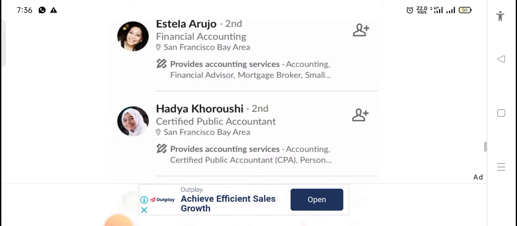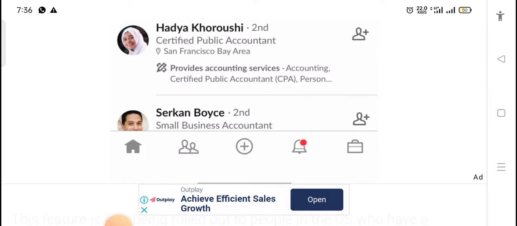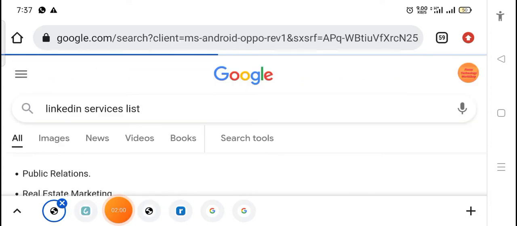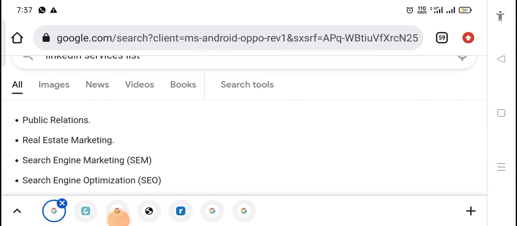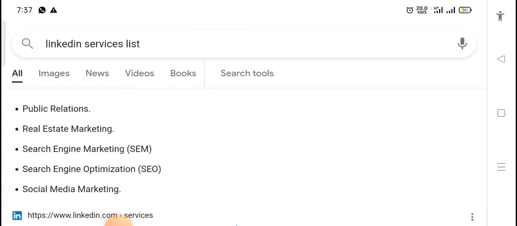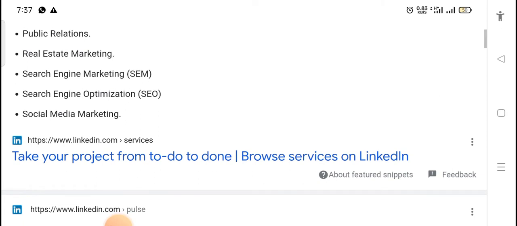Marketing. LinkedIn marketing. LinkedIn services list. Public relations, real estate marketing, search engine marketing, search engine optimization, social media marketing. Take your projects from to do to done. Browse services on LinkedIn.